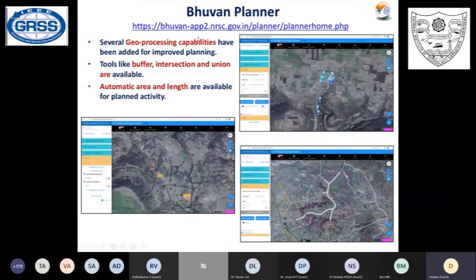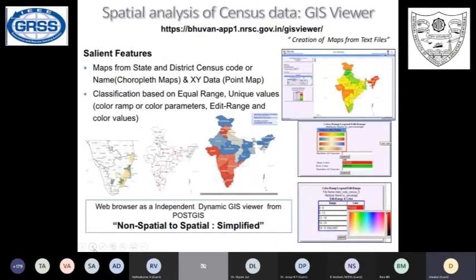So Bhuvan Planner is another important tool which basically allows you to do the GPS, so the geoprocessing. Some of the typical geoprocessing you can very quickly do on the fly is buffering, intersection, union, and various other automatic area calculations and things like that.